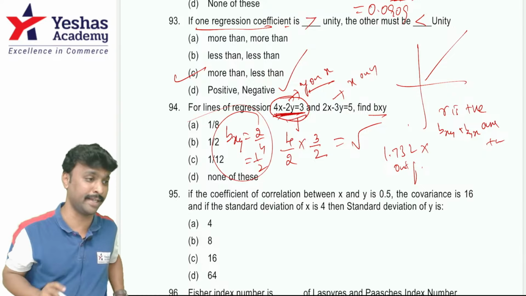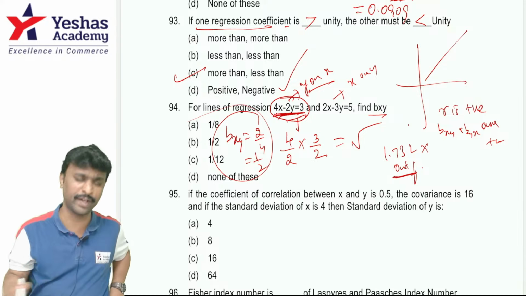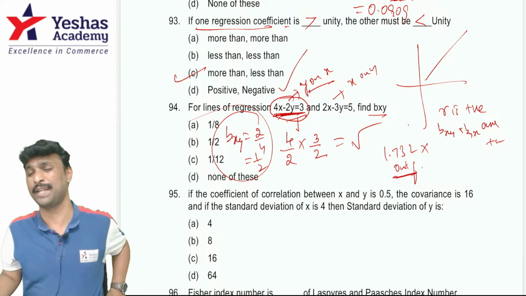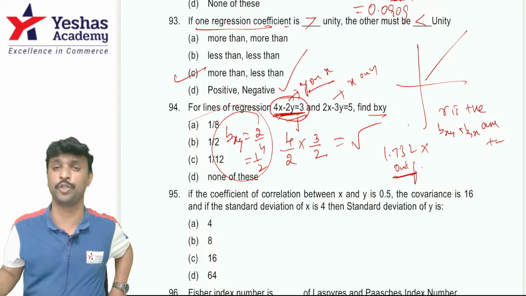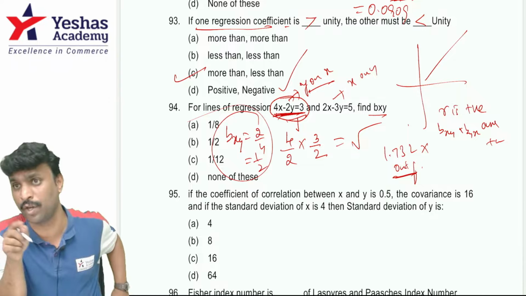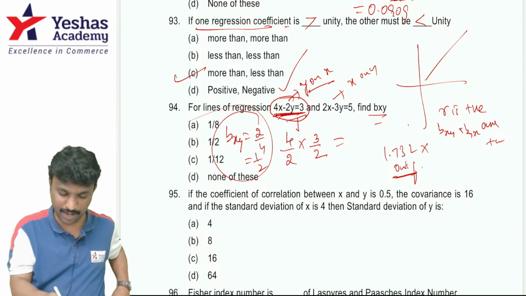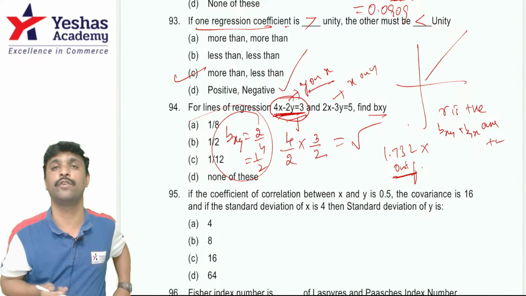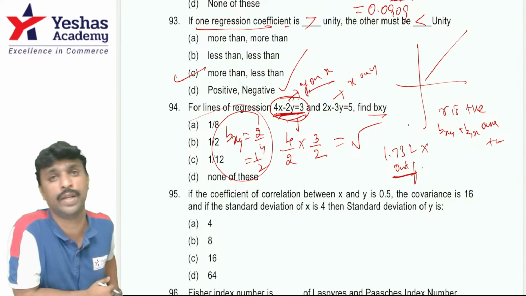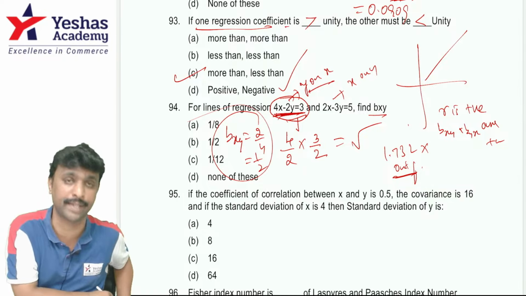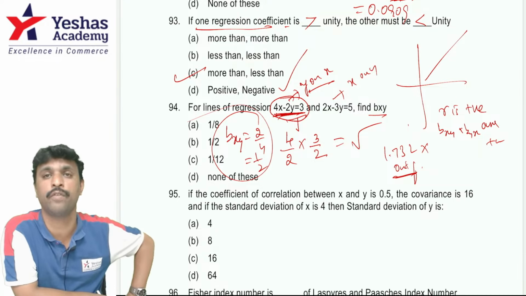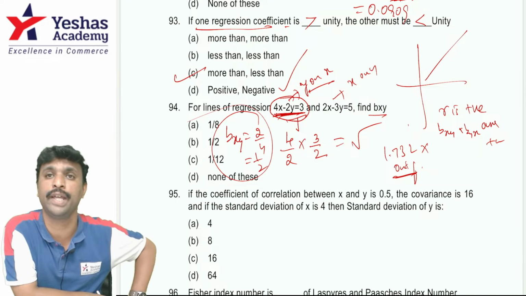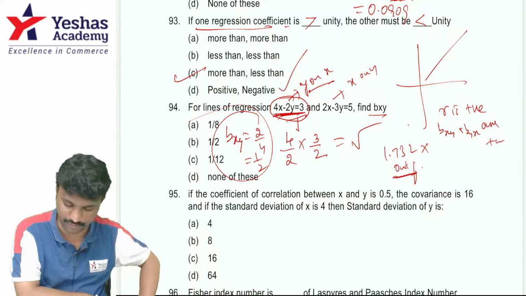I have discussed this shortcut in the marathon, right? How to figure out which one is x on y and which one is y on x. To find out bxy, you first need to know which one is x on y. By considering the first line as y on x and the second as x on y, we got to know that the value of r is out of the range. Therefore, we have to reverse. The first line is actually x on y, the second line is y on x. From the x on y equation, if you want to find bxy, you have to take the coefficient of y by the coefficient of x.